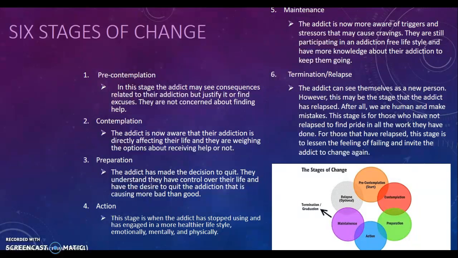The fifth stage is maintenance, which builds off the action stage. They're still remaining clean, and they are also learning more about their addiction, such as the triggers and stressors that may cause those cravings. There's also the termination or relapse stage. For addicts who are successfully staying clean, it's called the termination stage because they can look themselves in the mirror and know that they're doing better. And then there's relapse, because a lot of the time addicts relapse, and as a way to make it feel less humiliating, you just start the stages over again.